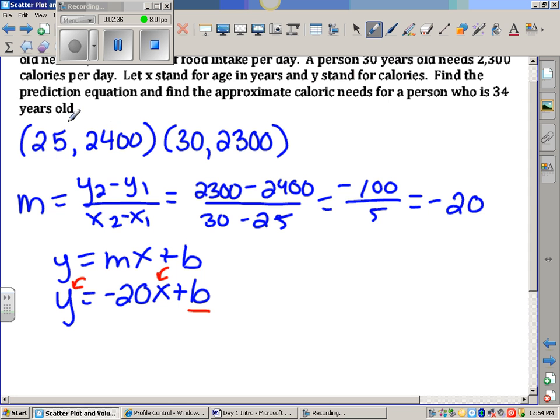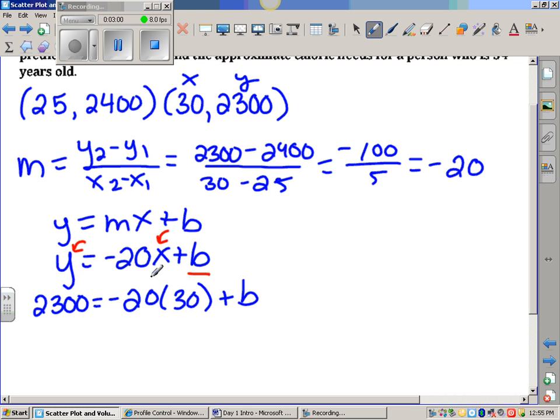All right, we've used 2 coordinates already to find your slope. Now you pick one of them to find your y-intercept. It doesn't matter which one you plug in. Either one is fine. I'm going to use 30, 2,300. So I'm going to plug in 2,300 for y. Remember that x comes before y. Make sure you sub in for the correct variable. And you're going to plug in 30 for x, and now it's just a very simple solving problem.